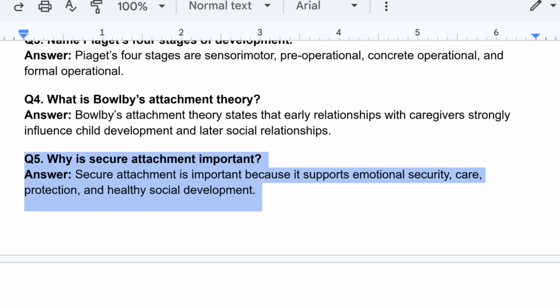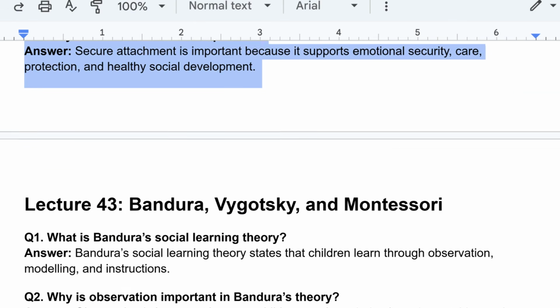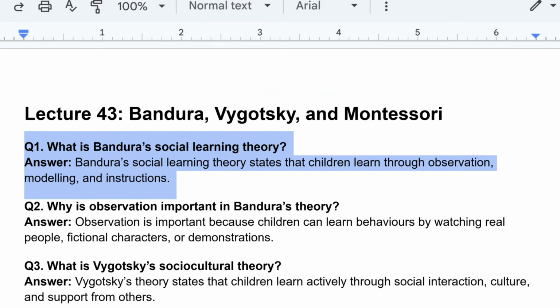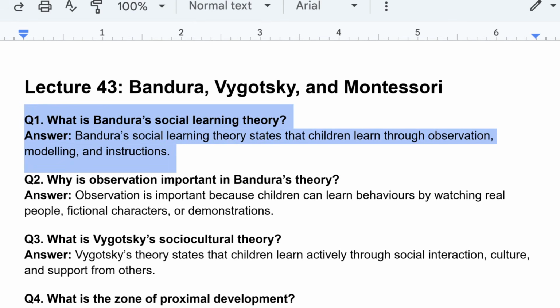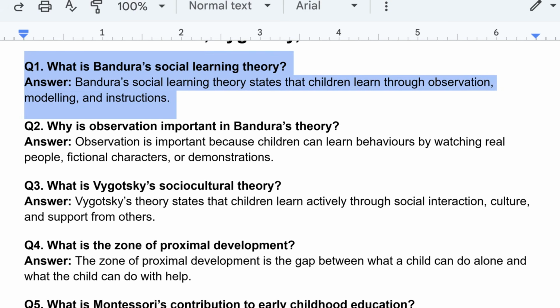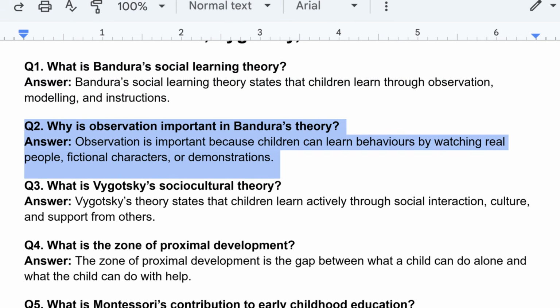Why is secure attachment important? Secure attachment is important because it supports emotional security, care, protection, and healthy social development. What is Bandura's social learning theory? Bandura's social learning theory states that children learn through observation, modeling, and instructions.